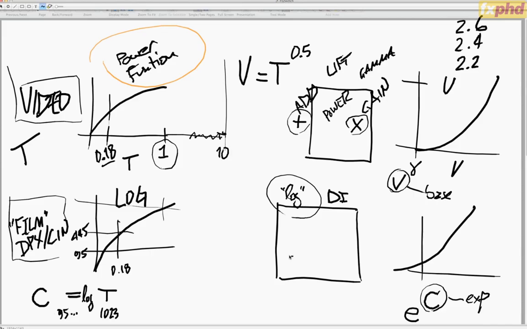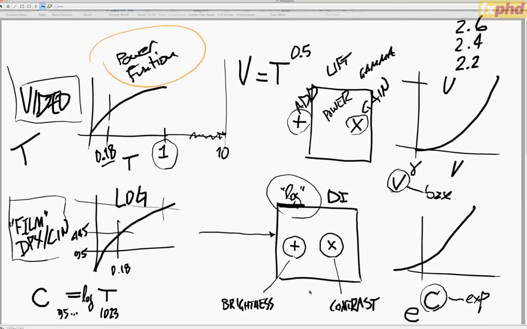Now in log space, the typical controls, I hope you're just going to sort of fall off your chair here, because the controls we use in log space, like when you set a Lustre or a Baselight into log mode, which is appropriate if you're coming in with data which has been log coded, the controls are, get this, brightness and contrast. And they're called that because this one does addition and this one does multiplication.